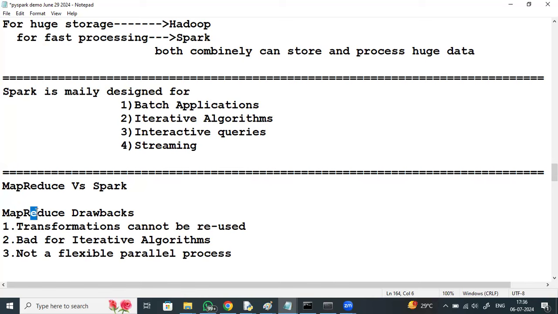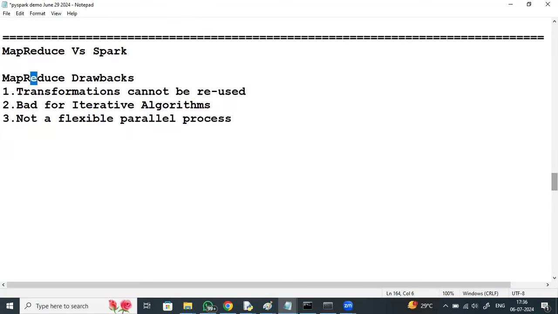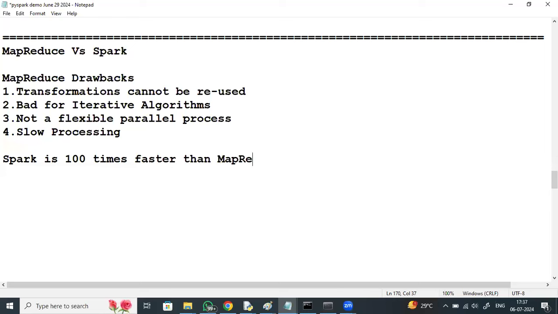And we cannot control the parallel processing in the case of Hadoop MR, right? But in Spark, we can control the parallel processing. Slow processing: MapReduce is slow as compared with Spark. Spark is 100 times faster than MapReduce.